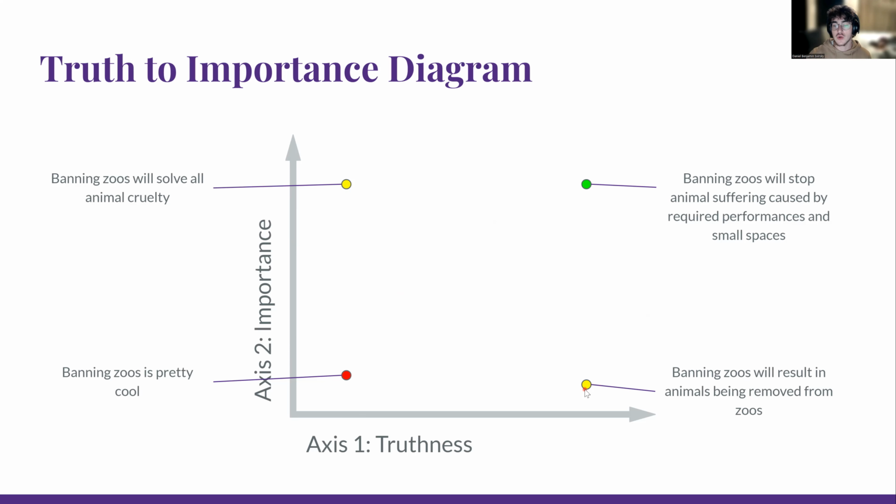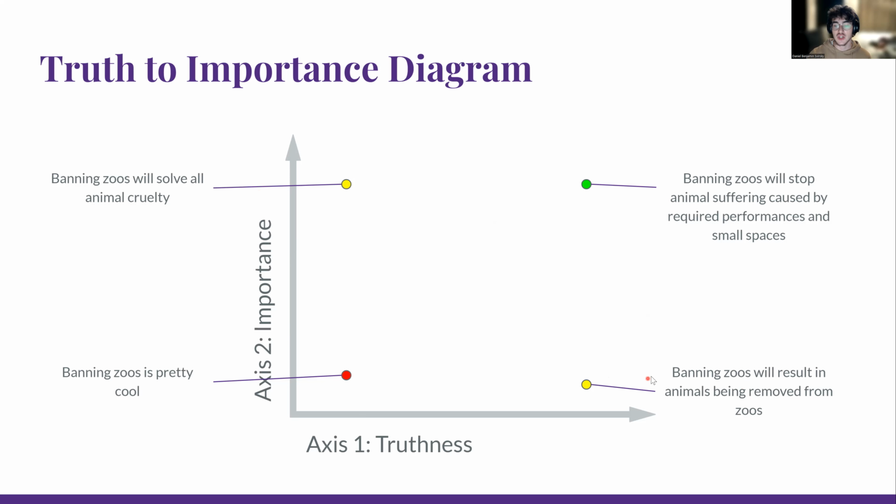Thirdly, we have banning zoos will result in animals being removed from zoos. Now, this is a pretty self-evident truth, and it's pretty connected to the motion, right? The motion is saying this house would ban zoos. It is pretty clear that banning zoos would result in the displacement of animals from these zoos, or at least that's a pretty highly likely outcome as a consequence of banning zoos. The problem is, as you might already notice, that it's very unclear why this is important.